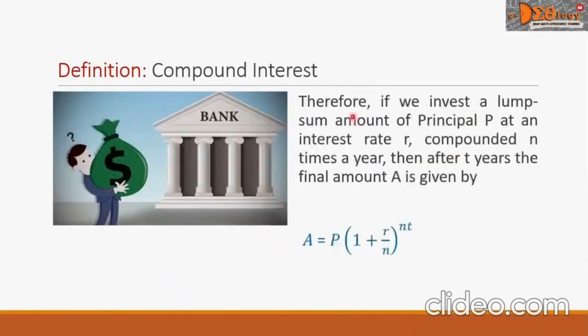Therefore, if we invest a lump sum amount of principal P at an interest rate R, compounded n times a year, then after t years, the final amount, denoted by capital A, is given by this formula: A equals P times the quantity 1 plus the fraction R over N, and this quantity is raised to a power that is a product of N times T.